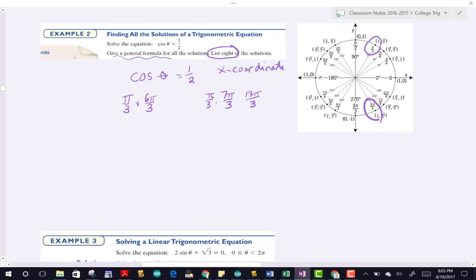We could also go in the negative direction, and so if we started at pi over 3 and then we subtracted 6 pi over 3, we would end up with 5 pi over 3, which is the other solution we got in the unit circle. If we subtract it again, we would get negative pi over 3. We could subtract it again, and we would have negative 7 pi over 3.